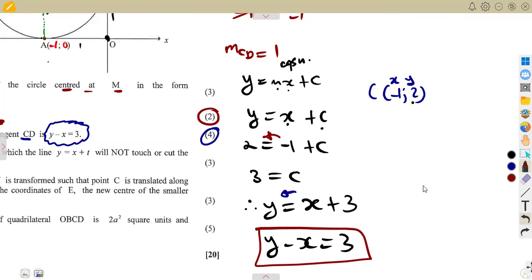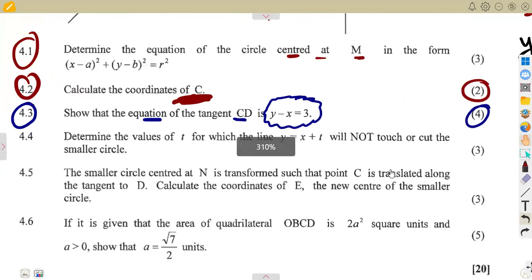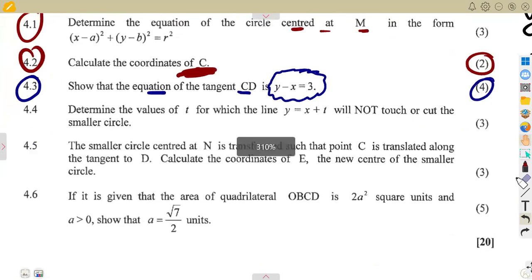So that is how questions might be given. That is how it can be like. Number 3, we are given: determine the values of t. Okay, let's see what you're given. 4.4. Determine the values of t for which the line y is equal to x plus t will not touch or cut the smaller circle.